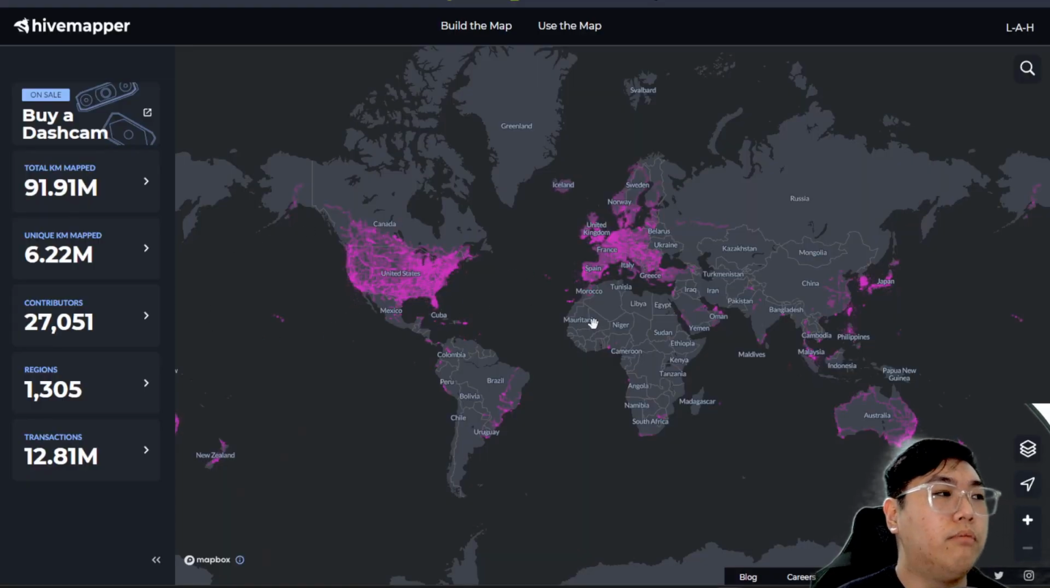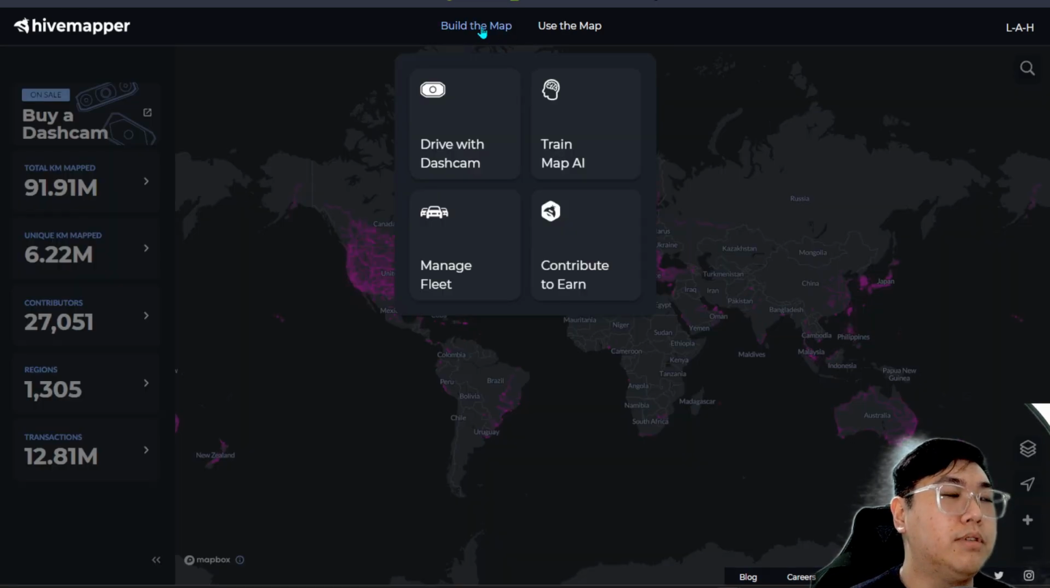So let's say you own multiple vehicles, and you know that your vehicles are running every day, for example you own a rental car company. You can reach out to HiveMapper to talk to them about how to make a bulk purchase of this dash cam, how to install it, and how it can automatically upload the data, with the funds credited to your own wallet only. I believe they have an option for this, called manage a fleet.